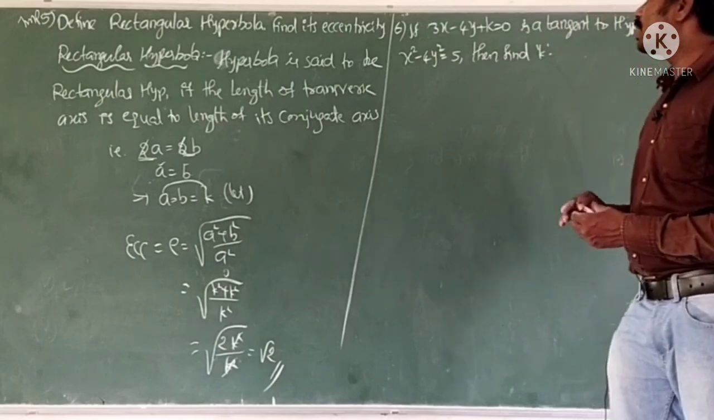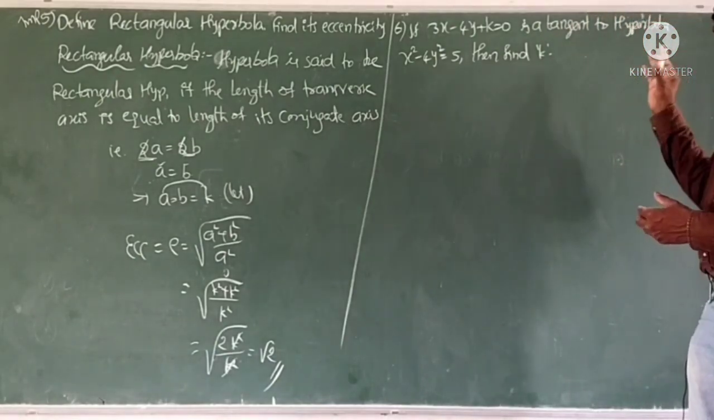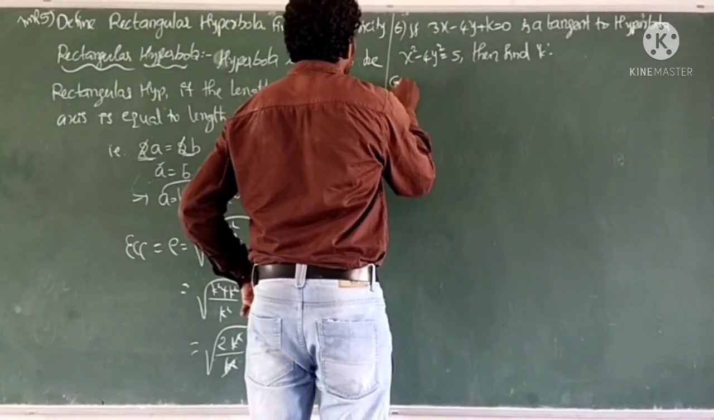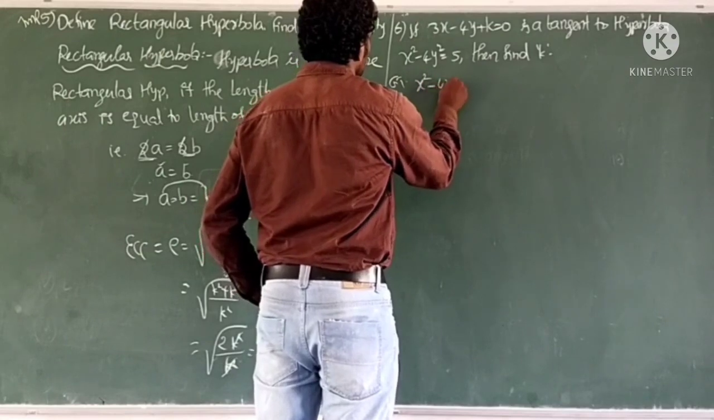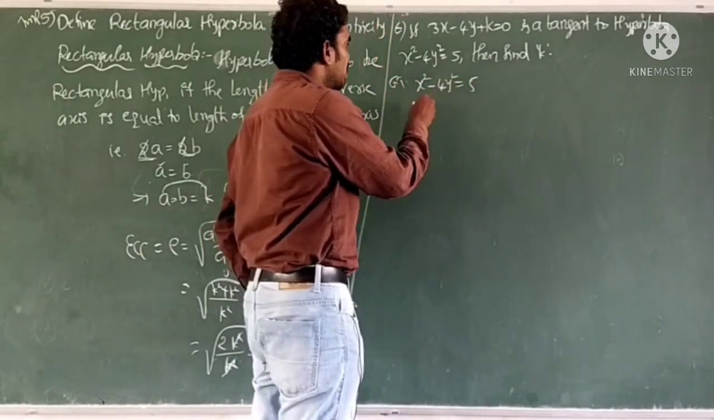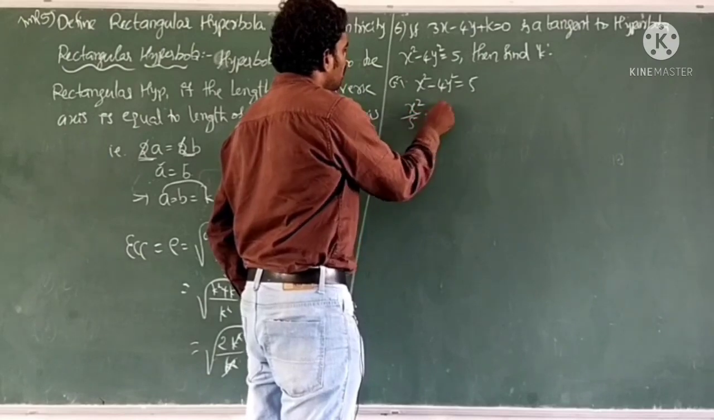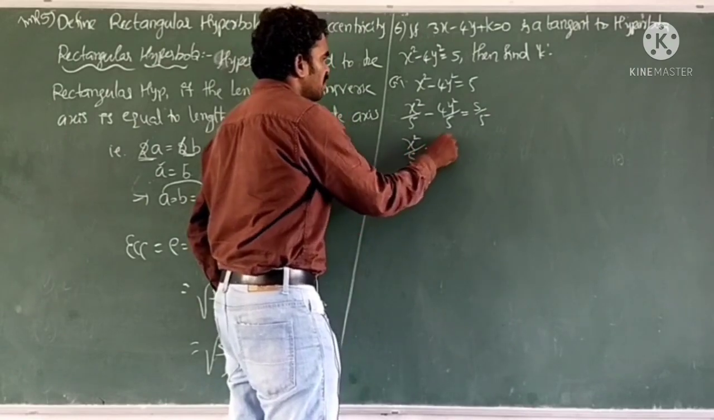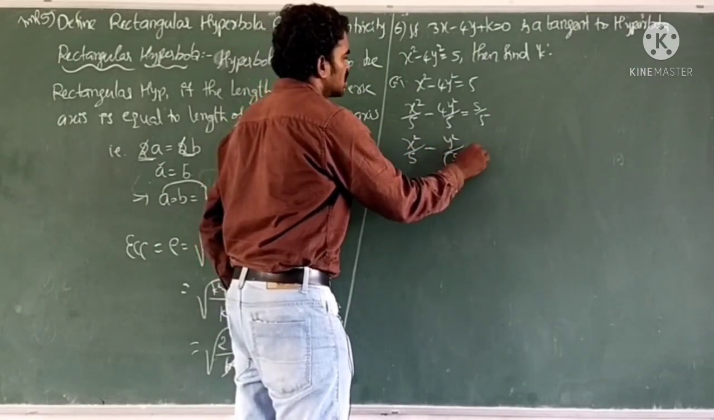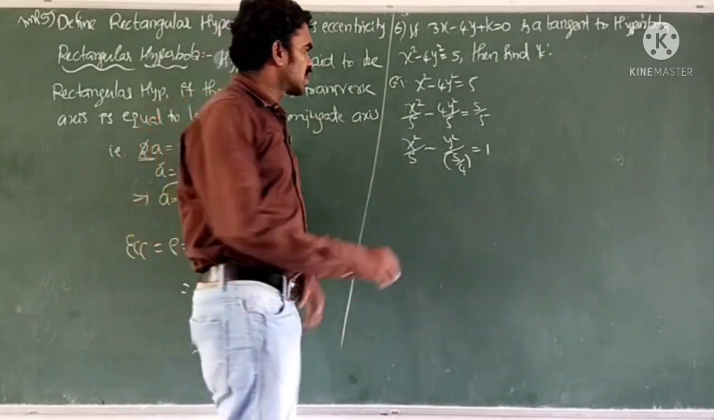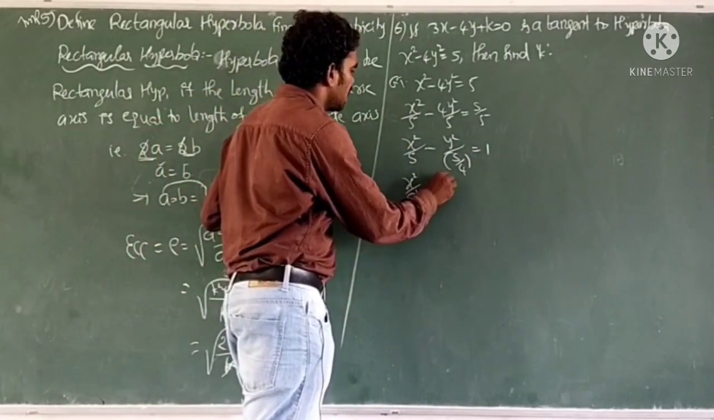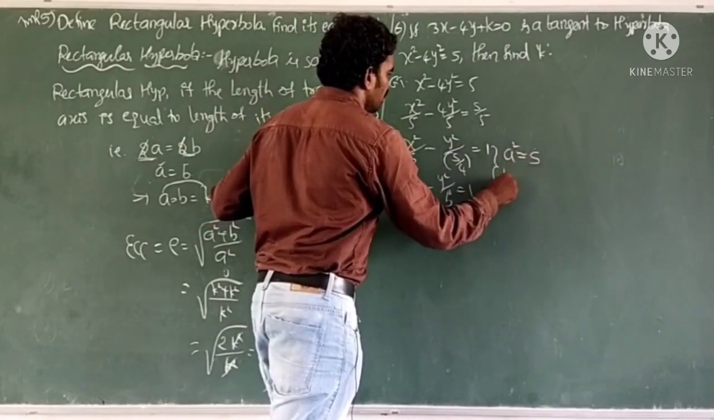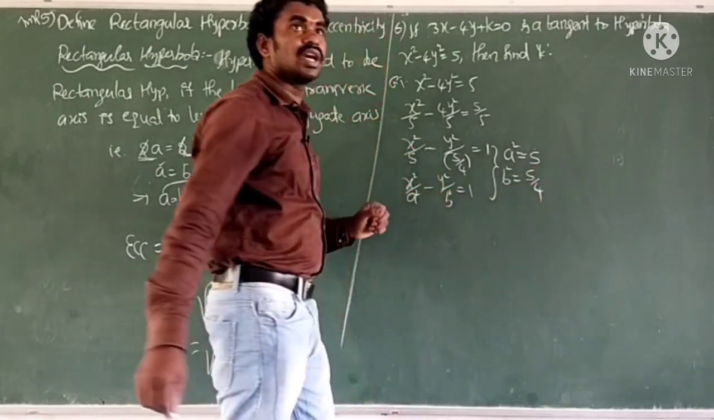Next, if 3x minus 4y plus k equal 0 is a tangent to hyperbola x square minus 4y square equal 5, then find k. This is the question. How to find? First, given that the hyperbola is x square minus 4y square equal 5. To get a standard form, divide with 5. So x square by 5 minus 4y square by 5 equal to 5 by 5. So we can write x square by 5 minus y square by 5 by 4 is equal to 1. Comparing with the standard equation, x square by a square minus y square by b square equal to 1, a square is 5, b square is 5 by 4. Any problem?